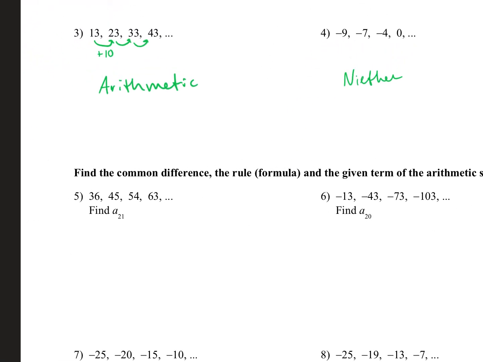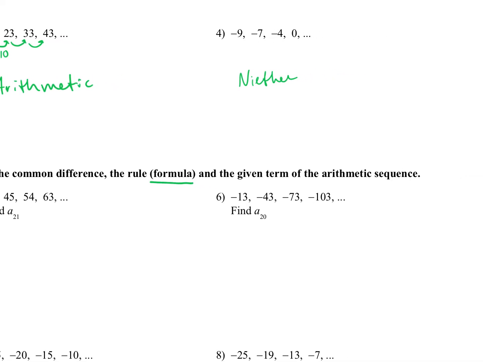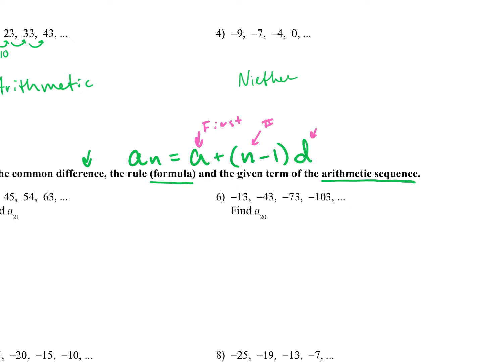Okay. For the next ones, we have to find the common difference, the rule, which is the formula, and the given term of the arithmetic sequence. So it tells us that it's an arithmetic sequence, but if it didn't tell us, we know that if it says common difference, that goes with arithmetic. So our formula is what? a sub n equals a plus parentheses n minus 1 times d. Perfect. And then we have to find a, which is our first term. n is what? The number that it asks for, and d is the difference, the common difference.